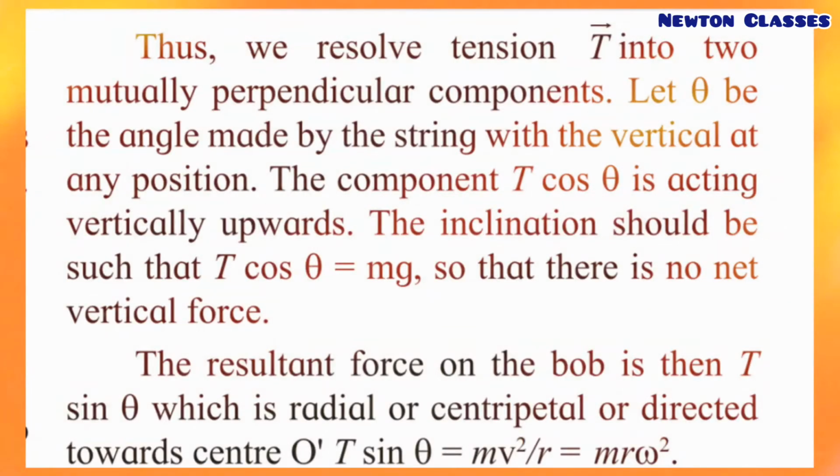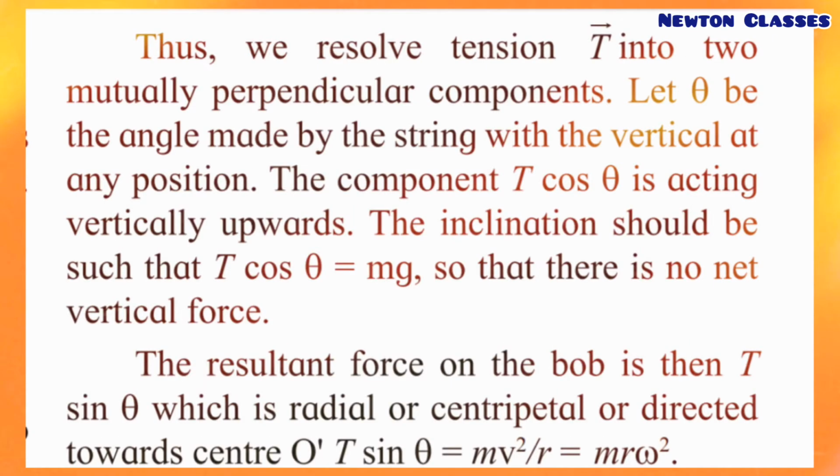The resultant force on the bob is T sin theta, which is radial or centripetal, directed towards the center O', as shown in the figure. T sin theta is equal to mv square by r, which is equal to m r omega square.